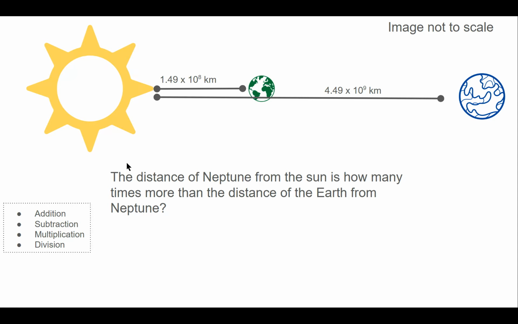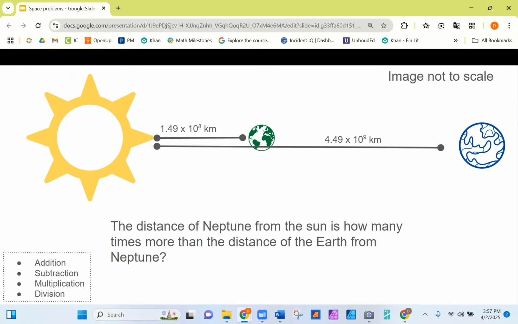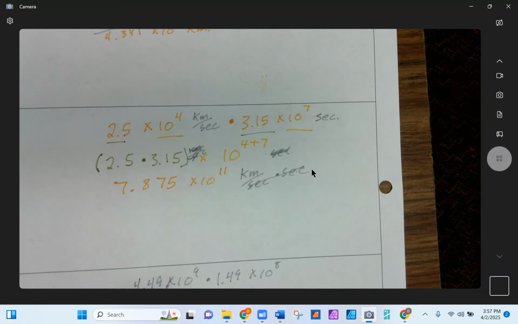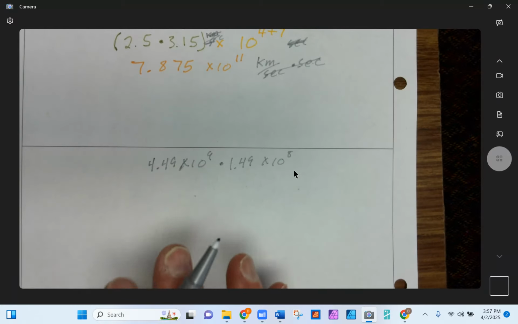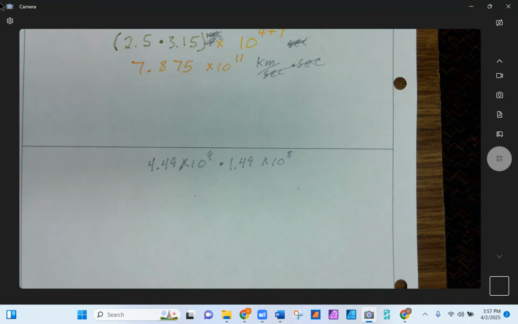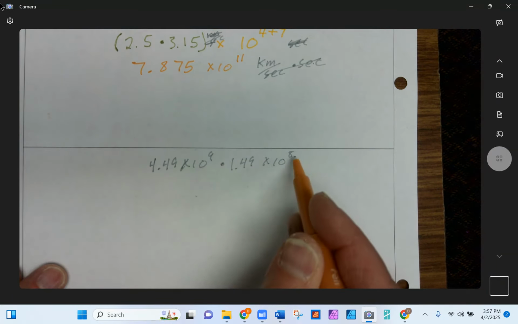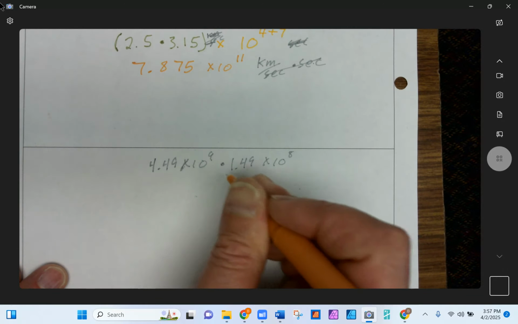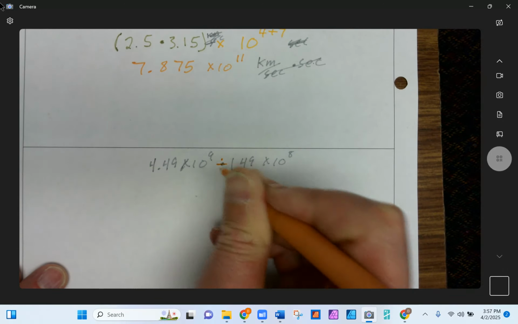So let me write the numbers down here. Kilometers times 1.49 times 10 to the 8th. And there you go. Okay. So just like multiplication, we don't need to worry about shifting our decimals or matching our exponents. We can just do the division. This should be division, not multiplication.